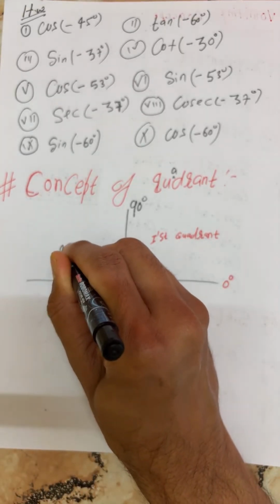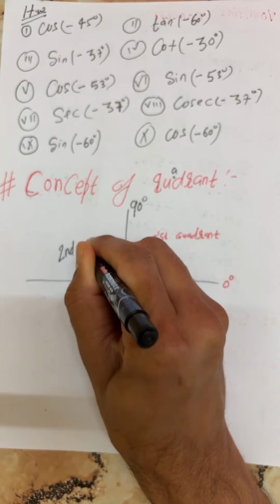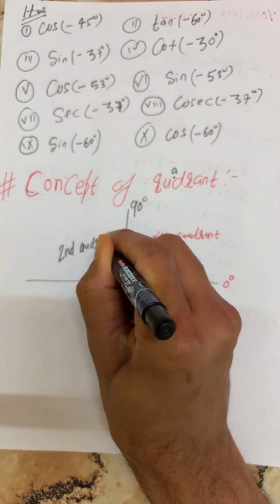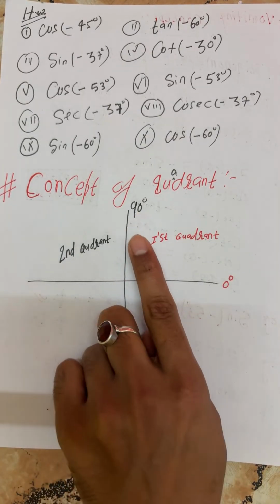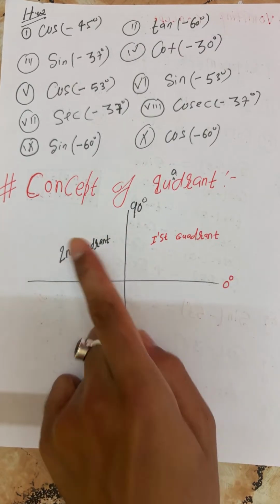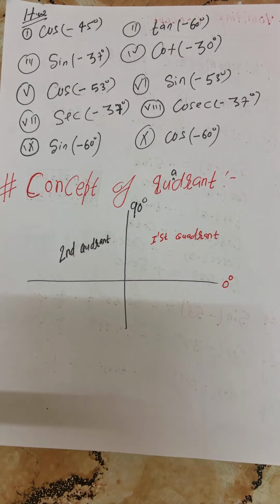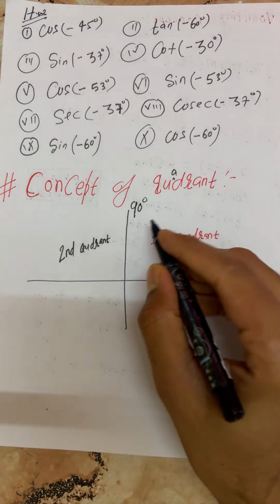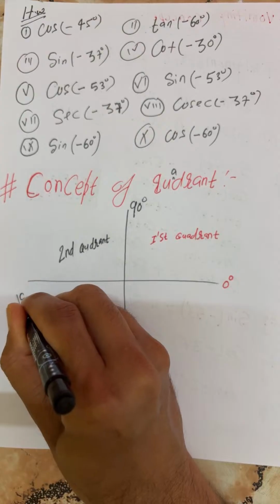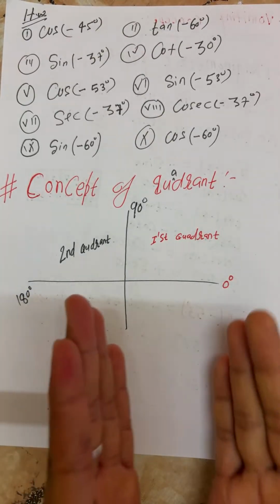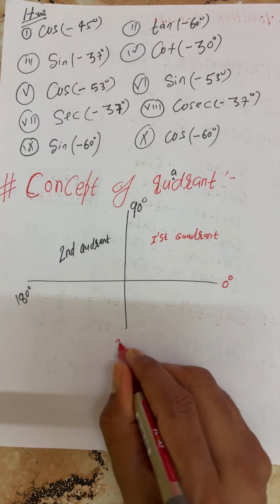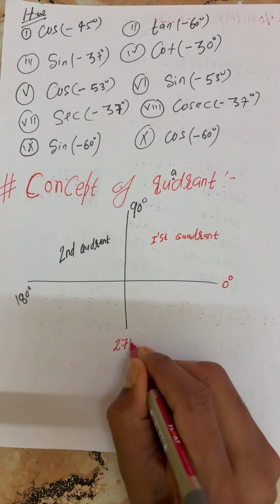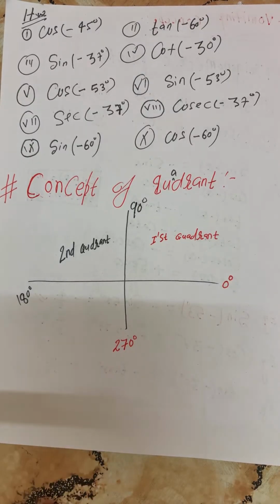Now, students, you can say second quadrant. Same concept: if you travel one quadrant, how much angle? 90 degree. So this is 90 and this is 180 degree. Each quadrant you travel, just add plus 90. One quadrant 90, two quadrants 180, and three quadrants is 270 here.